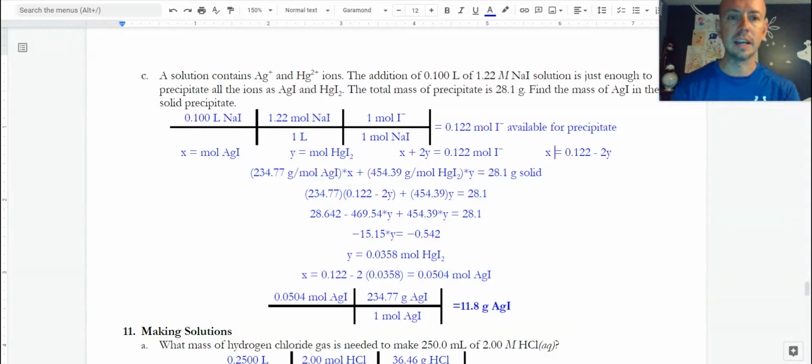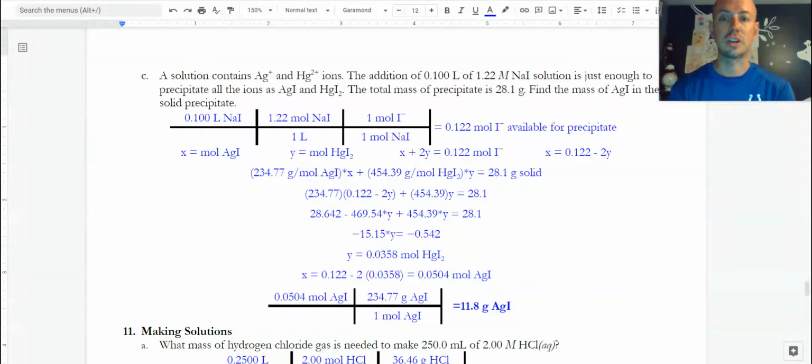So then what I did here was make an equation that also showed me that the molar mass of silver iodide times the moles of silver iodide, plus the molar mass of mercury iodide times the moles of mercury iodide, told me how much solid I would have. So I made an equation up here that was in terms of moles. That told me I knew how many moles of iodide I have, and I could define some variables in terms of silver and mercury. And then here I think about how many grams of solid I have, and I define that in terms of grams and moles there.